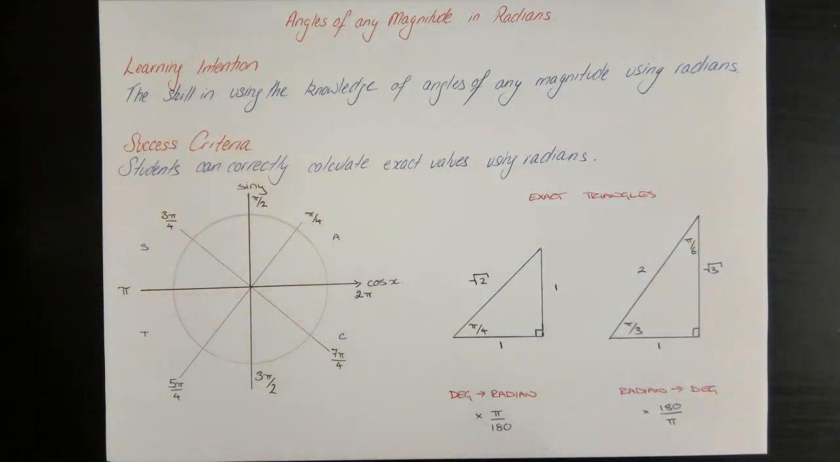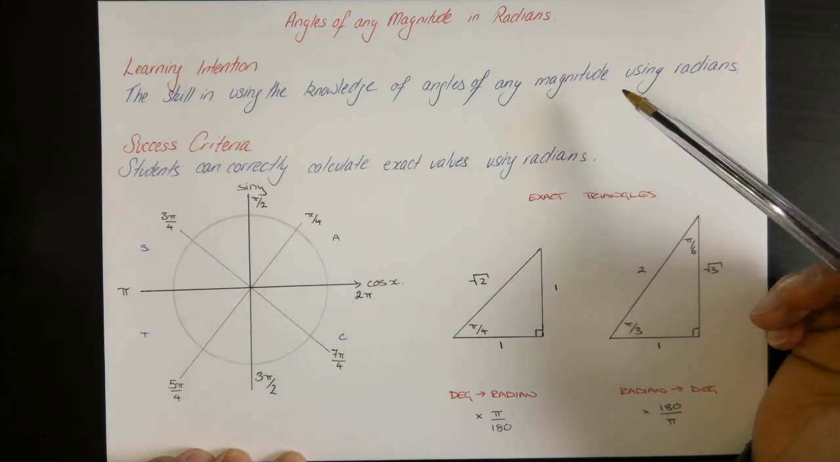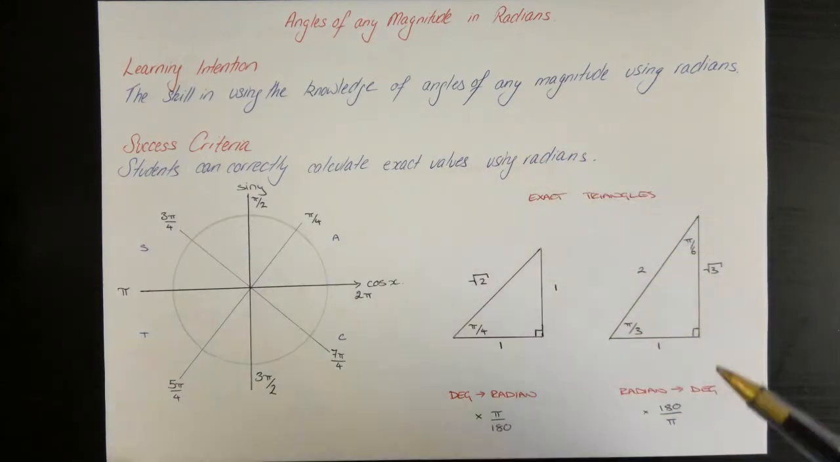Okay, so today's lesson is about angles of any magnitude, but specifically when dealing with radians. So our learning intention is the skill in using the knowledge of angles of any magnitude using radians. And we'll be successful if we can correctly calculate exact values using radians.